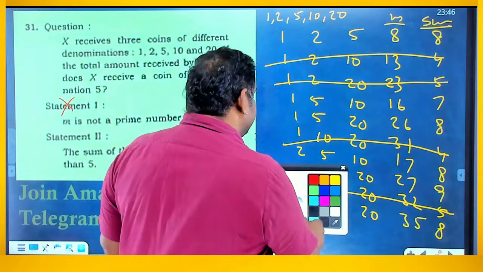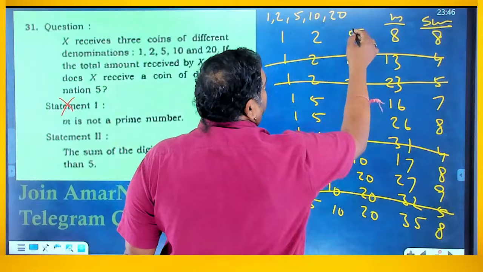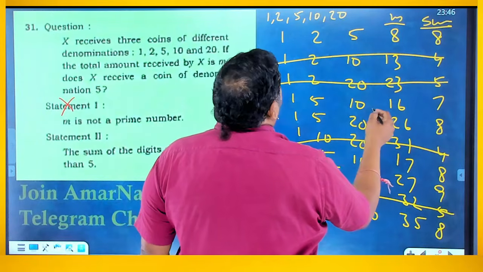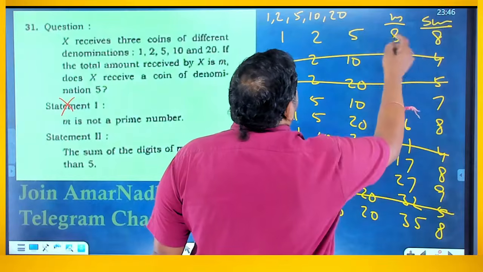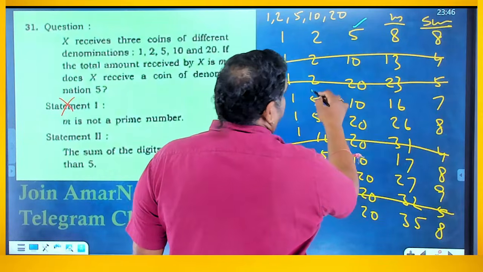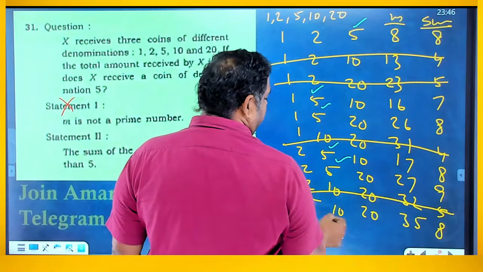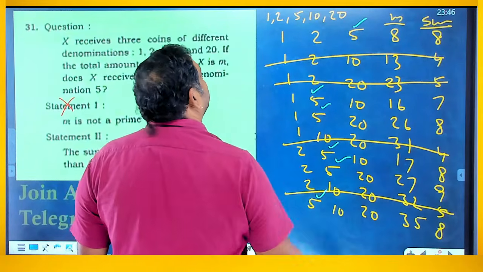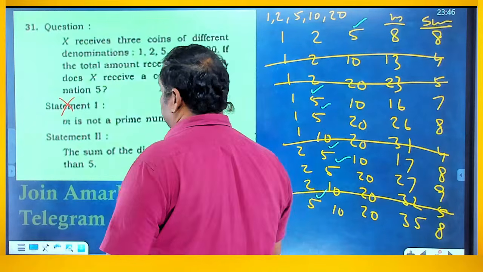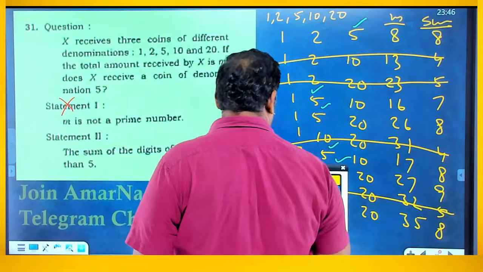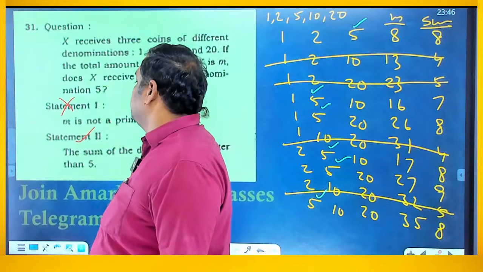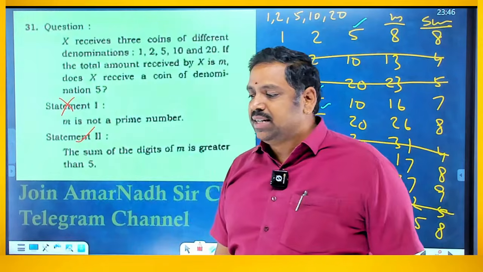In all the remaining cases, is 5 a part or not? You have to verify. In this, 5 is there. In this, 5 is there. In this also, 5 is there. That means if the sum of digits is greater than 5, definitely 5 is a part. That's why the second one is valid. So the answer is: the first one is not valid, the second one is valid.